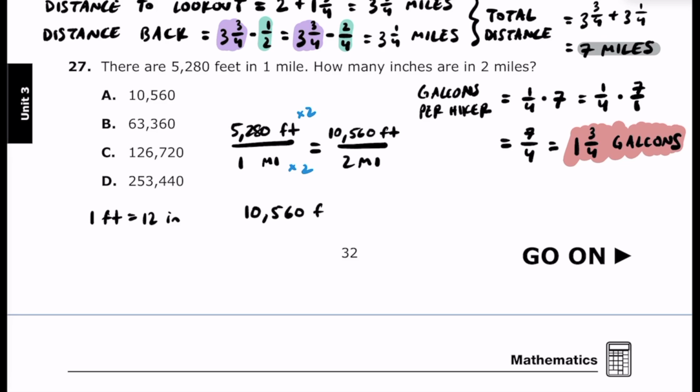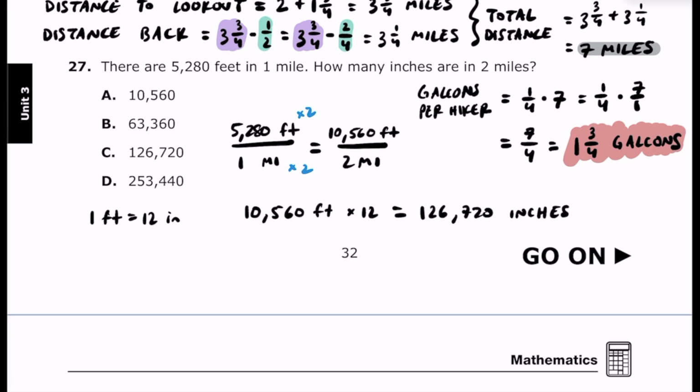So we have 10,560 feet, right? But we want to turn that into inches. Now, if each one of these feet is 12 inches, you can just multiply this by 12, and you'll figure out how many inches there are going to be. So again, this is a calculator question, so don't do any long multiplication here, but just go ahead and multiply. Again, 1 foot is 12 inches, but we have 10,560 of them, so that would be 126,720 inches.